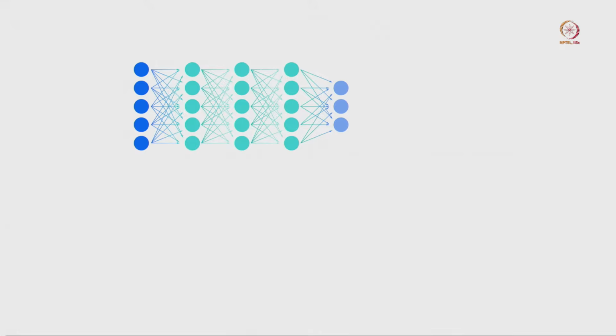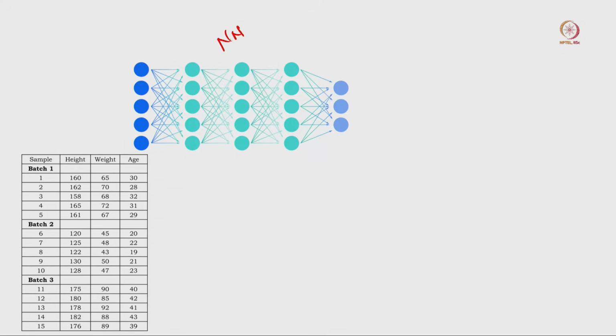Let us now understand the need for batch normalization and its working mechanism. What we are seeing is a neural network that we have built, and whenever we train a neural network, we require a data set. This is the data set that we have.